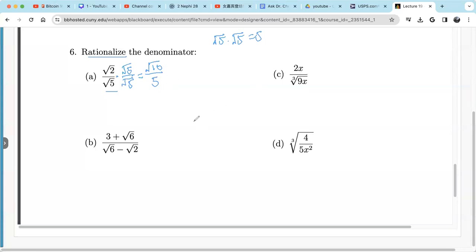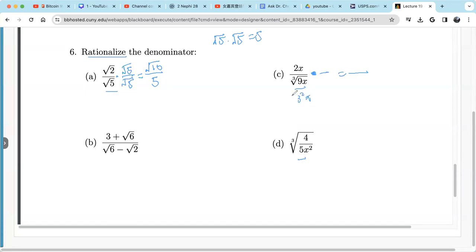Okay, now let's see C. So we're going to see B the last, because in B, the denominator is a binomial. Let's deal with the monomial first, which means 1 term. The denominator is just 1 term. So now we want to rationalize this. So also we want to multiply by something to get the denominator to be, 9 is a 3 squared.